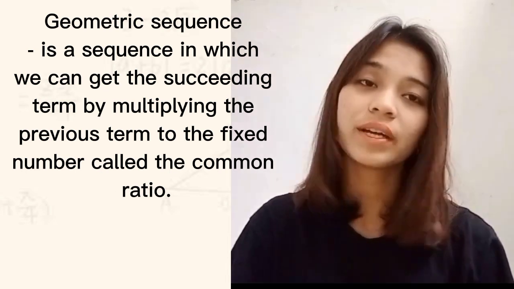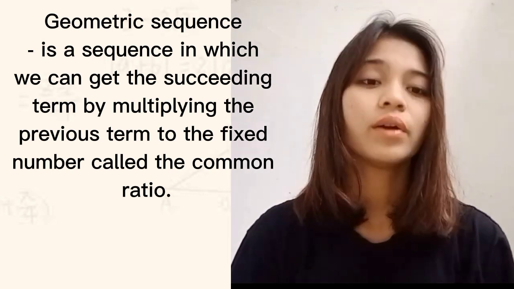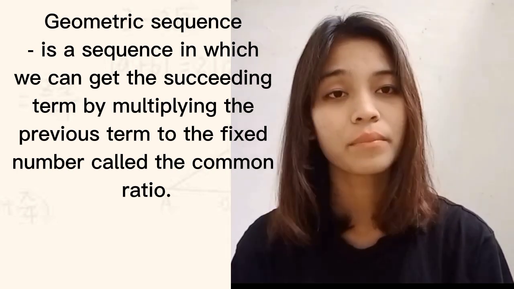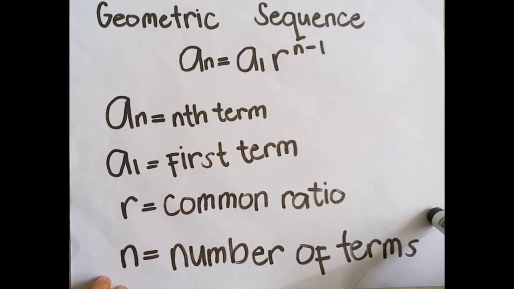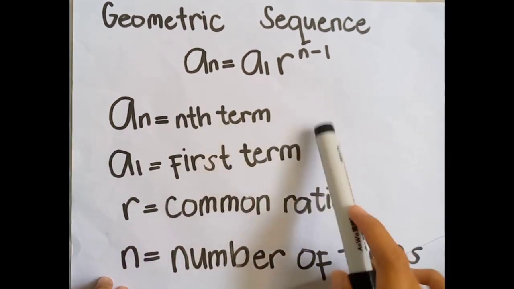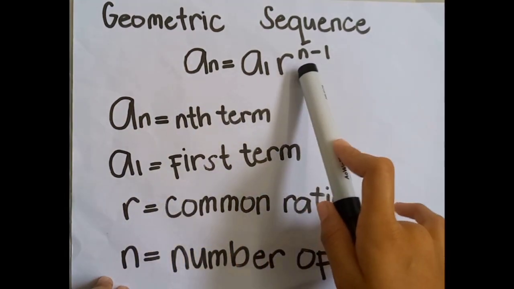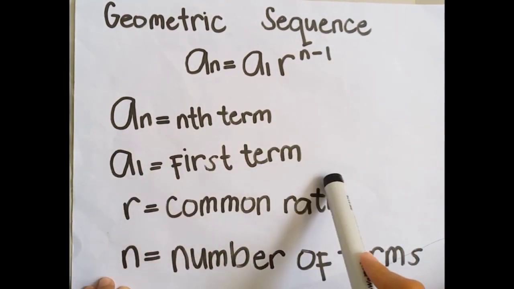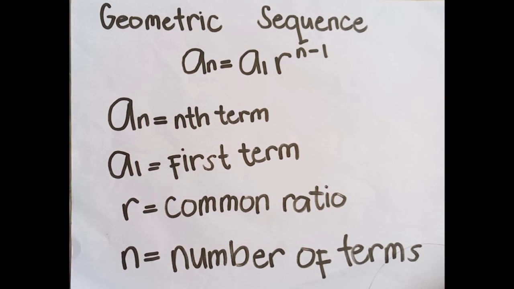So now let's move on to the geometric sequence. A geometric sequence is a sequence in which we can get the succeeding term by multiplying the previous term by a fixed number, which is called the common ratio. In this case, we will focus on how to find the nth term of the given geometric sequence. We have here the formula: a sub n is equal to a sub 1 times r raised to n minus 1, where a sub n is the nth term, a sub 1 is the first term, r is the common ratio, and n is the number of terms.